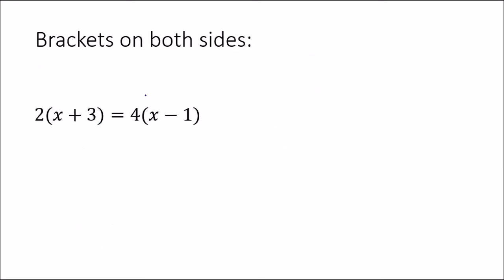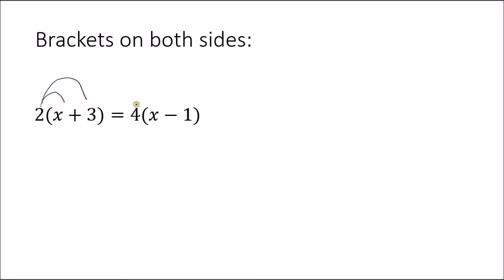Now, the slightly trickier examples are brackets on both sides. Now, I would suggest with these, just expand both sides. Now, in this case, you do actually have a common factor. They're both divisible by 2, but that often won't be the case anyway. So dividing by 2, well, it might simplify one side, but you'll still have a factor outside the brackets on the other side, and so on. So I would just expand both.